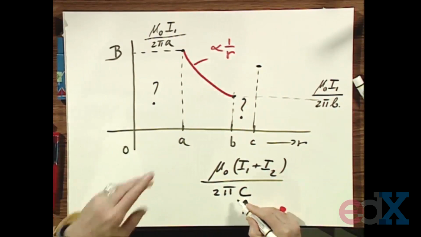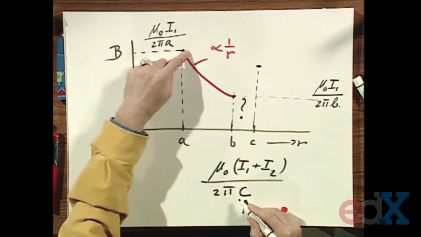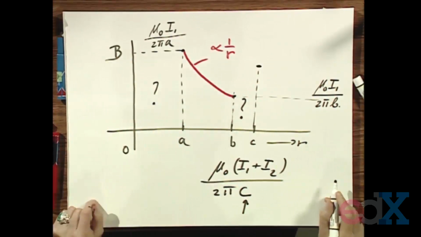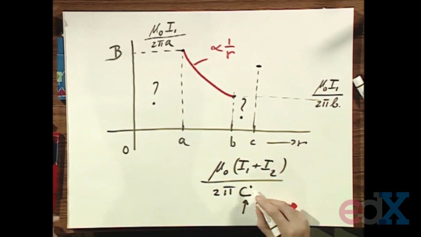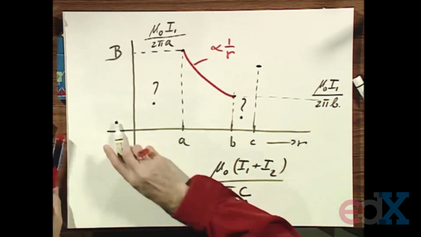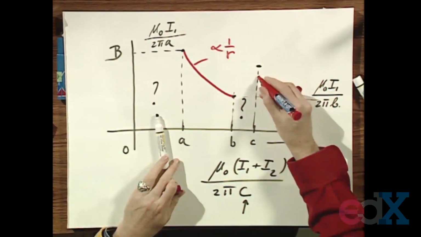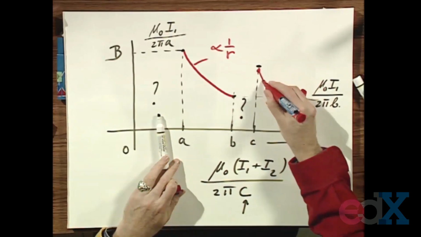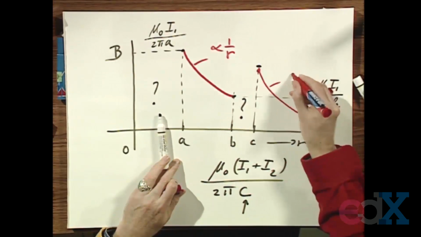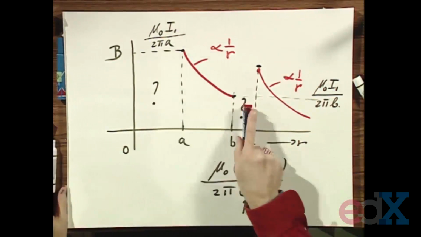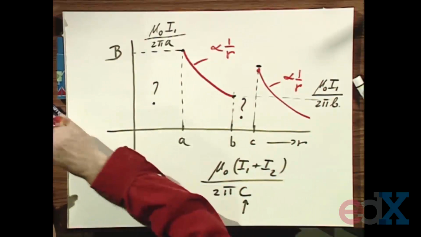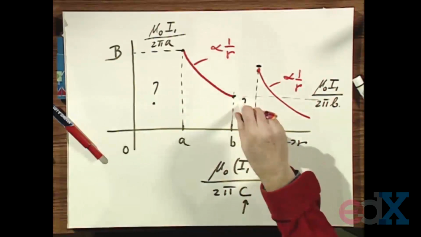Now, whether this is larger than this number or smaller, or larger than this number or smaller, I do not know. That depends on C and B and on I2. So what I'm going to draw now is rather arbitrary. But let's say it's this high and it falls off as 1 over R. It's interesting for you to think about now already what it is doing in here and what it's doing in here.